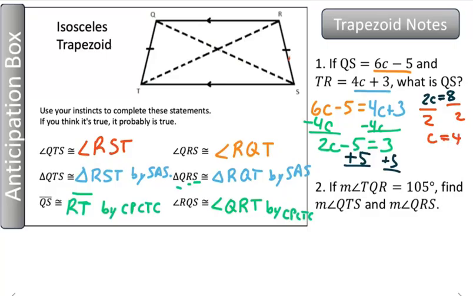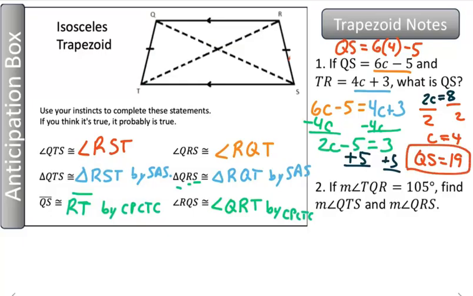Now our goal here is to find QS. So let's plug this 4 back in. So into this expression for QS, let's replace c with 4. Order of operations tells us to multiply before we subtract. So 6 times 4 is 24, minus 5 is 19. So QS is 19.